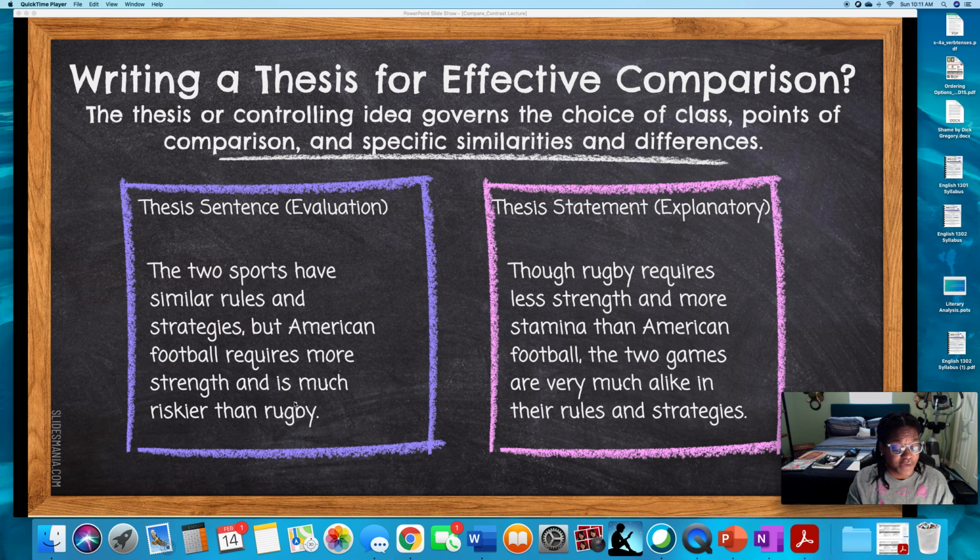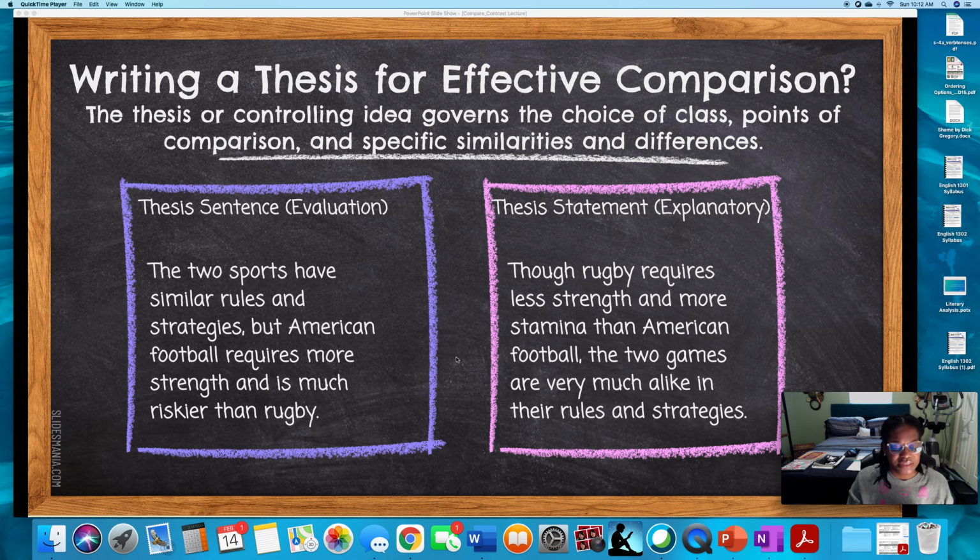I want you to write an evaluative thesis and an explanatory thesis over those two iPhones, the iPhone 7 and the iPhone 11. In this one, remember, you're just going to be explaining what the similarities and differences are. In the evaluative thesis statement, though, you could offer your opinion as to which one is better or which one the consumer should purchase, all right?